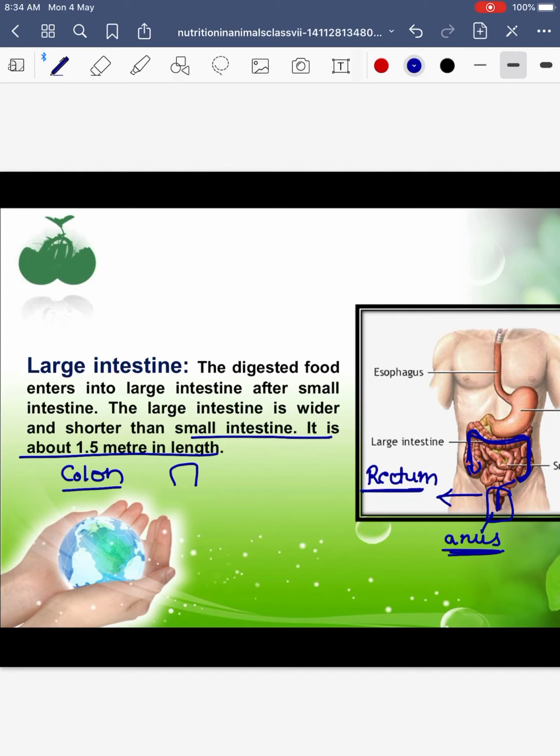Now these feces, we know that it is solid waste. Whenever we defecate or whenever we excrete, that waste is always solid because it does not have any excess water in it. So that feces, in the form of fecal waste, is thrown out of our body. The egestion will take place from the anus, which excretes out the waste material, whatever was undigested in our body.